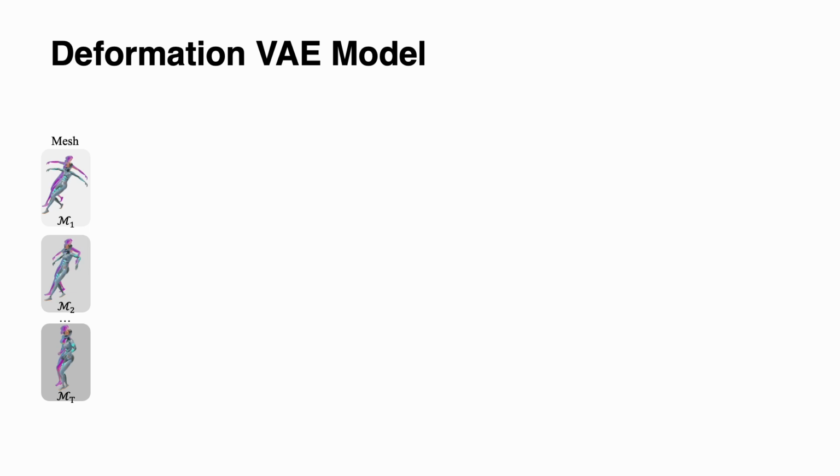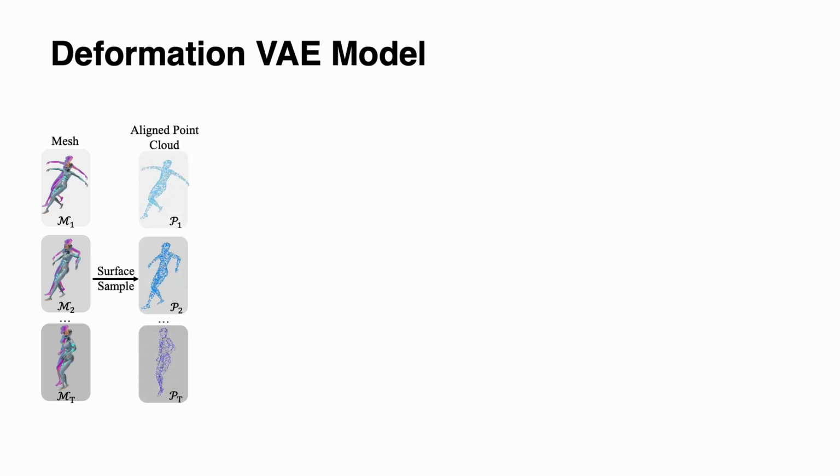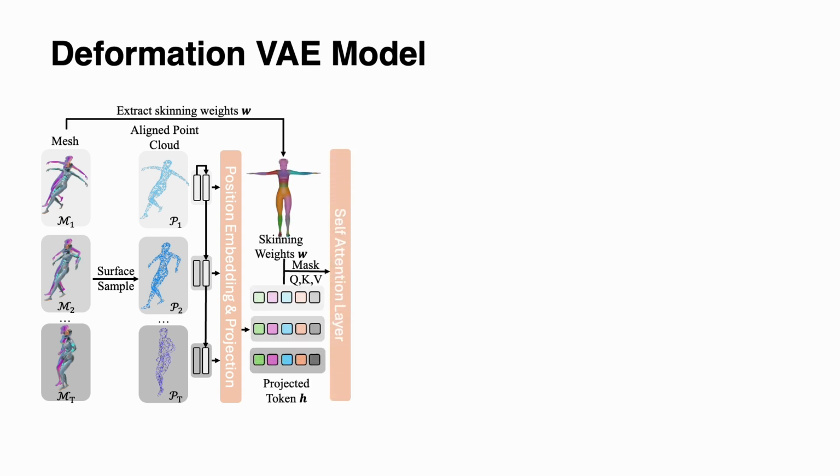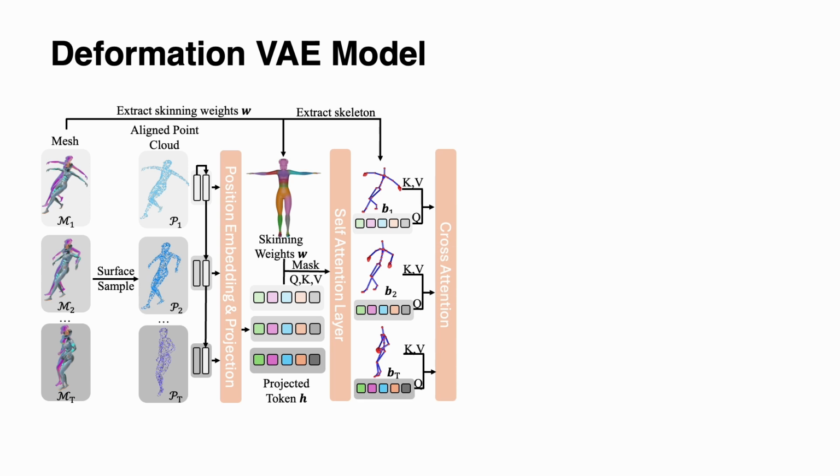To train a diffusion-based reconstruction model, we first need to build a 4D variational autoencoder that encodes the deformation field in a compact latent space. Given a sequence of 3D meshes as input, we first uniformly sample a sequence of corresponding points. Then we leverage position embedding and project it into higher dimension. We inject the skeleton information by using masked self and cross-attention.